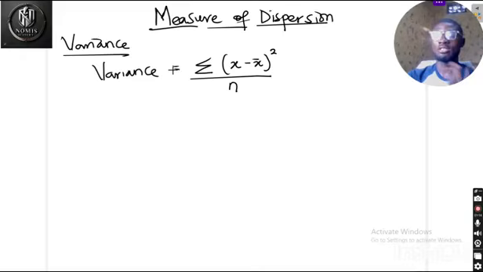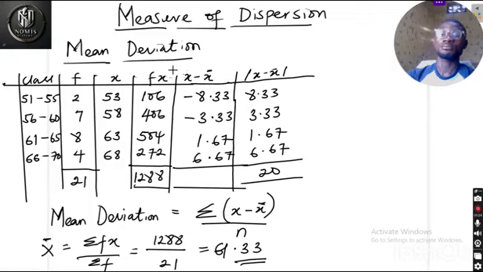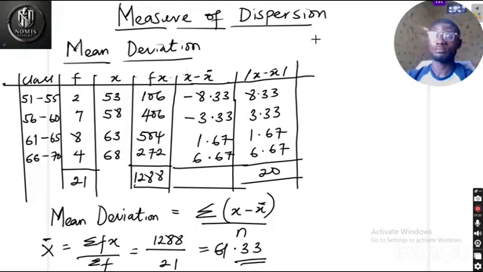So in the previous table for mean deviation, let's calculate the square of x minus x bar. This is our table here, so let's enlarge this table. Now we need x minus x bar squared, so we want to square these values.